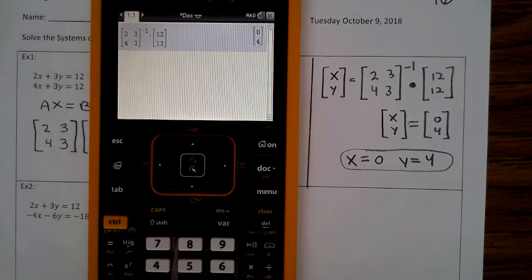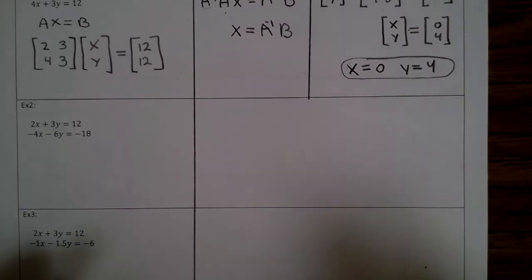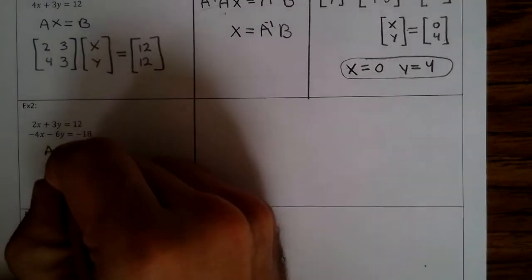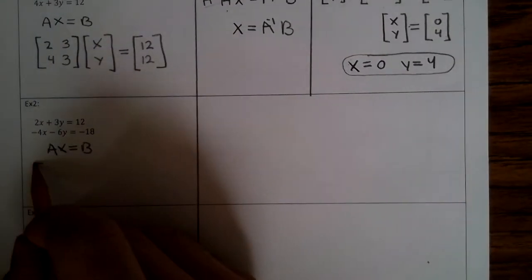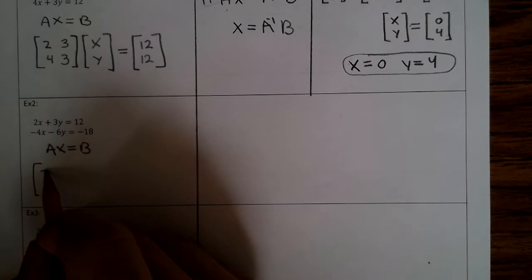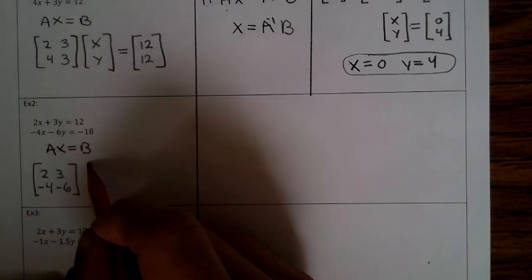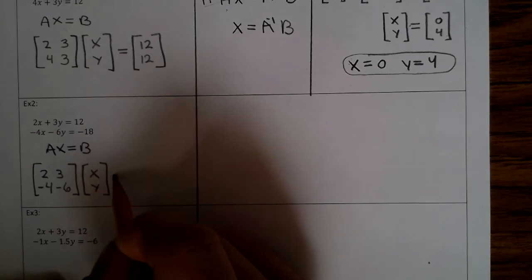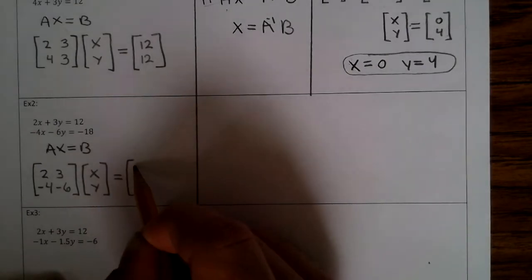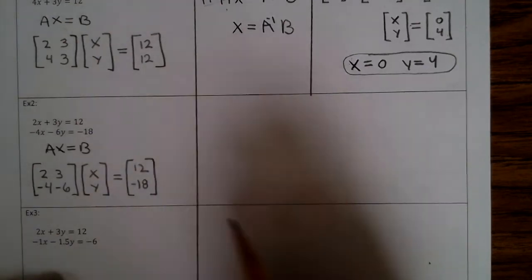All right, so now let's take a look at example 2. So same thing, we start out with AX equals B. So that's matrix A is 2, 3, negative 4, negative 6, xy equals 12, negative 18.